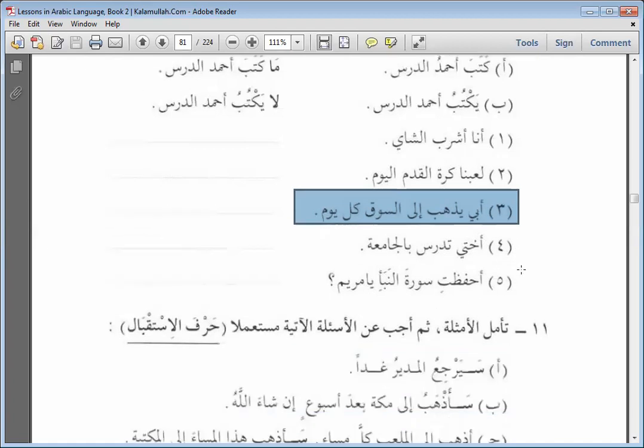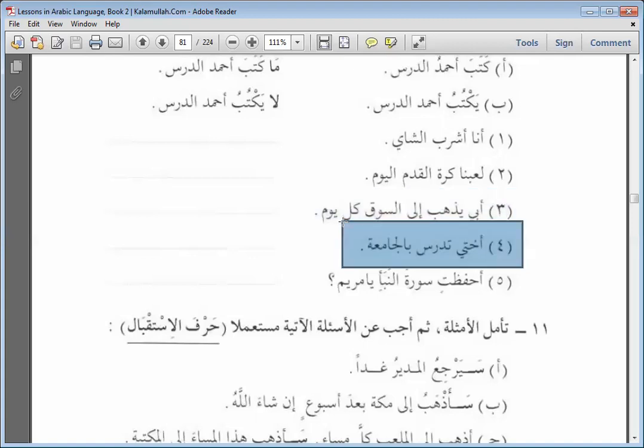Next one. أختي تدرس بالجامعة. My sister studies at the university. So if you want to negate that, we would say what? أختي لا تدرس بالجامعة. Yes, well done. The last one now.